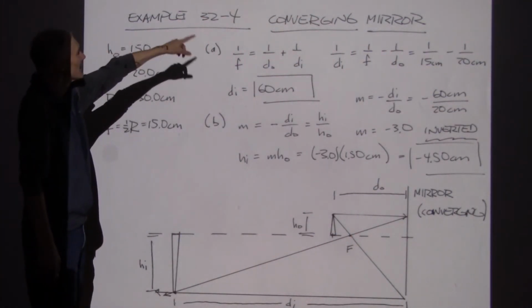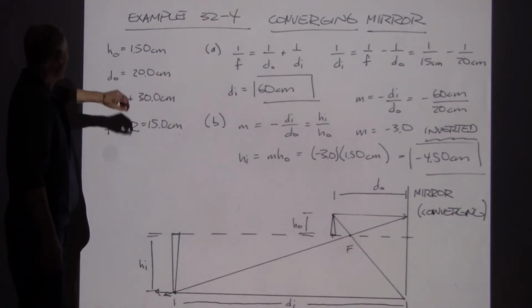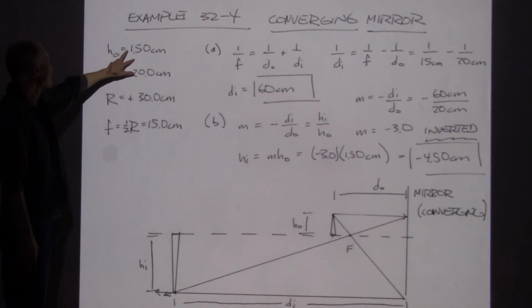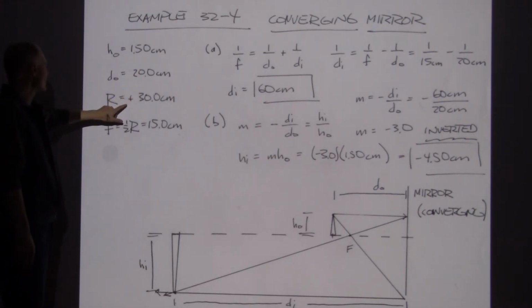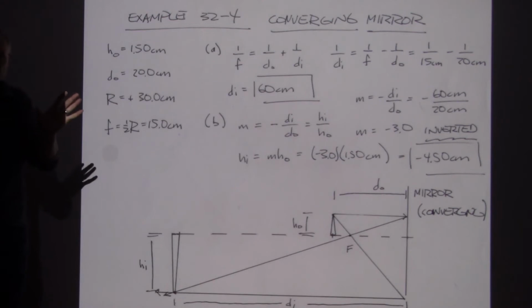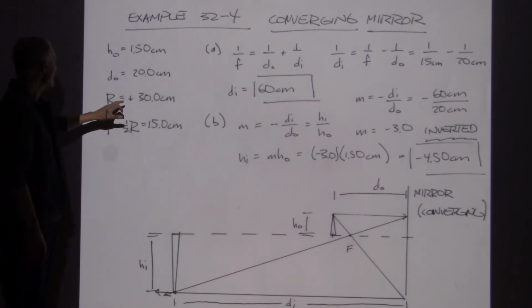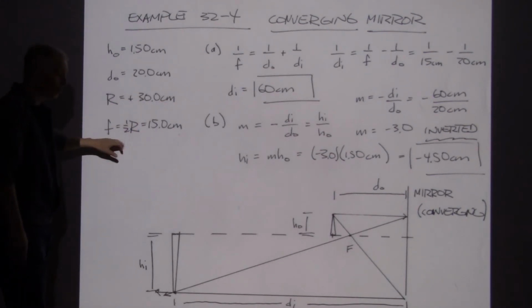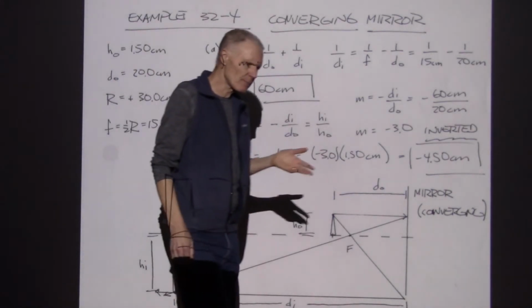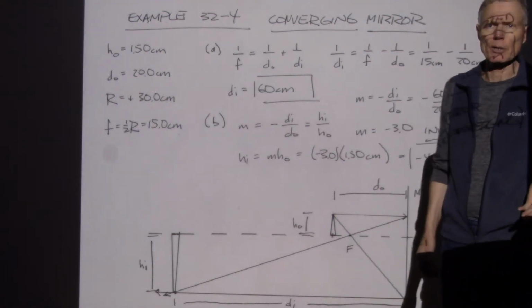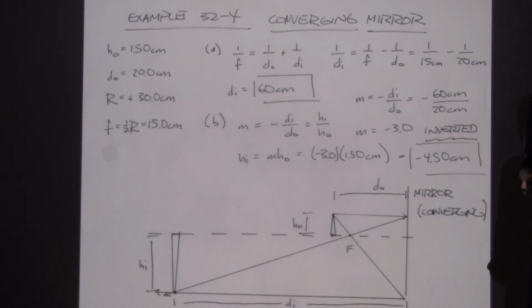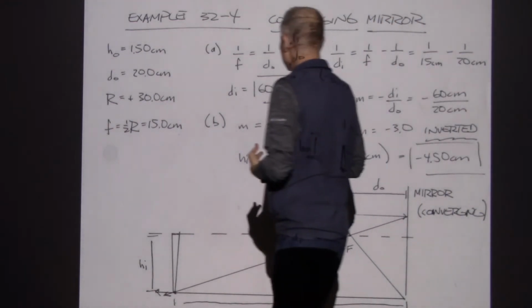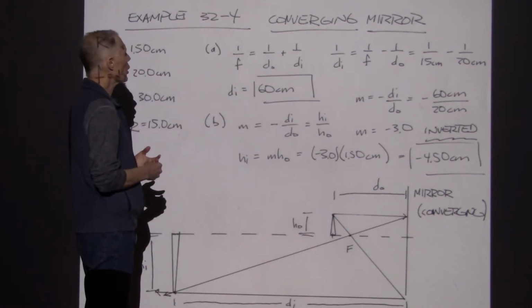So here we go. It's a converging mirror, and what we're told is that the object has a height of 1.5 centimeters. DO is 20 centimeters. The object is placed 20 centimeters from the mirror. And then the radius of curvature is 30. Now what we found was that the focal length is going to be 1/2 whatever the radius of curvature is. So if I got a radius of curvature of 30 centimeters, that's going to give me a focal length of 15 centimeters.